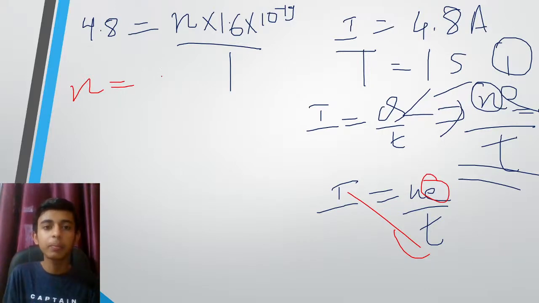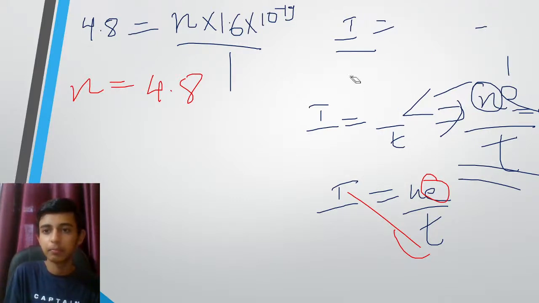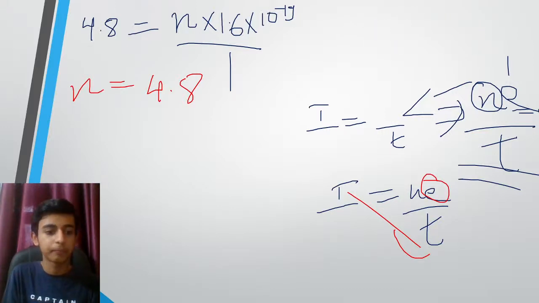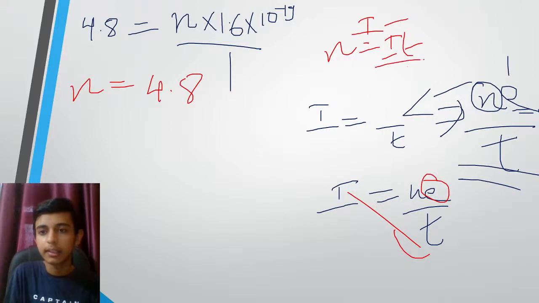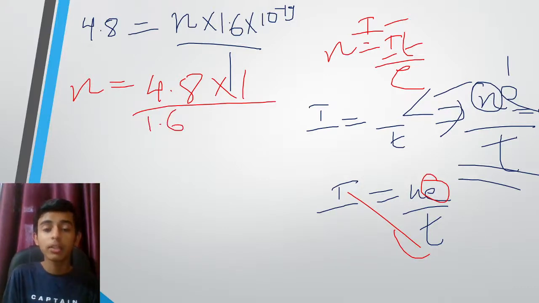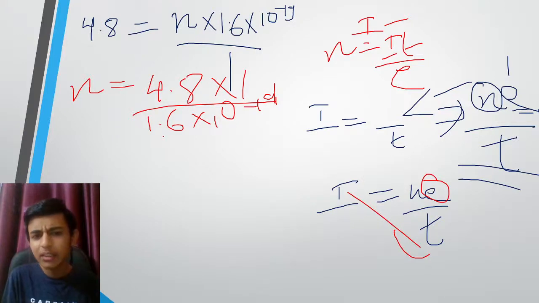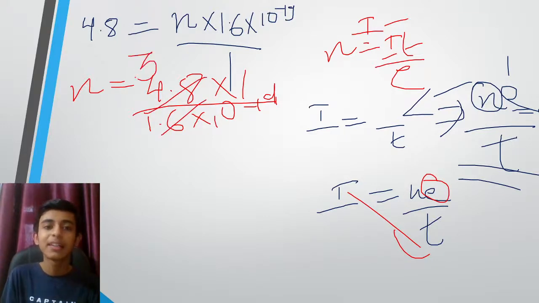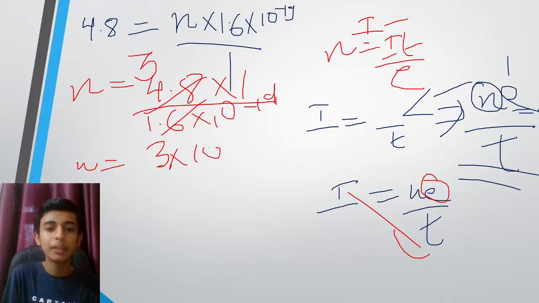So now how are we going to calculate? N is equal to IT upon E. So I is 4.8. Now what is the time? Time is 1 second, and the charge of one electron is 1.6 into 10 to the power minus 19. So now you can see that 1.6 is a factor of 4.8. So how many times will it go? 3 times. Clear? So N will be equal to 3 into 10 to the power 19.